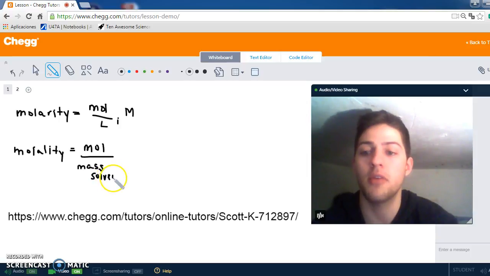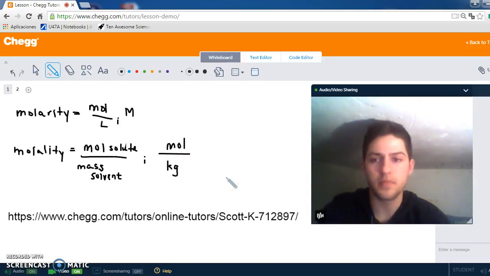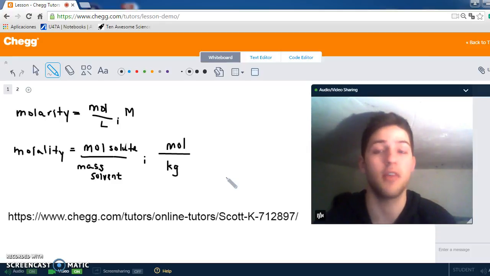Now the terms solute and solvent should be very familiar to you all. So in this case, it's going to be moles of your solute divided by the mass of your solvent. And the SI units for molality are going to end up being moles divided by kilograms. So if we're going to be solving for molality, you want to make sure that we find what our moles of our solute is going to be, and then find out what our kilograms of our solvent is going to be. Okay. Now, obviously molarity and molality are two very different things because they have two very different SI units.